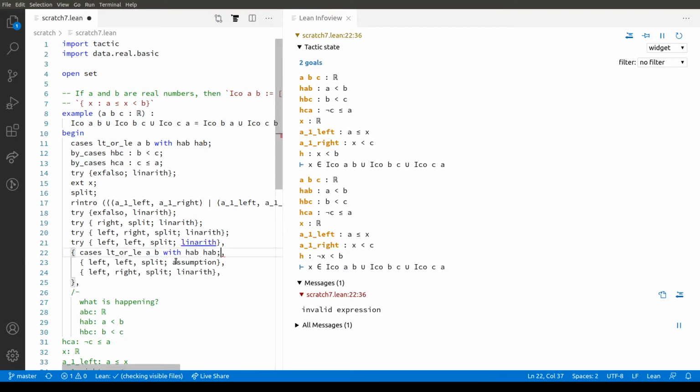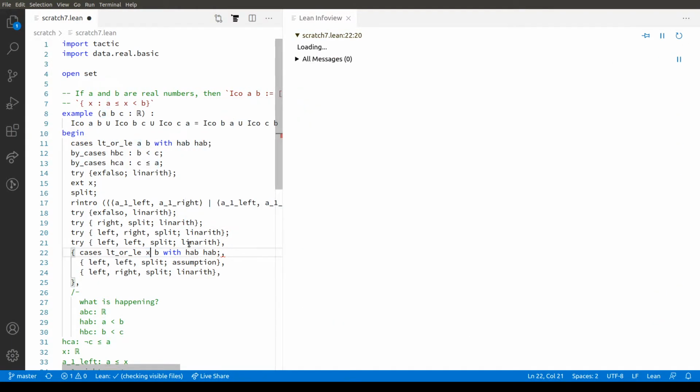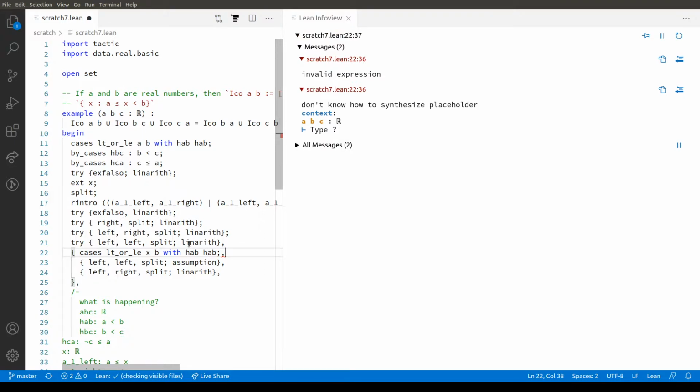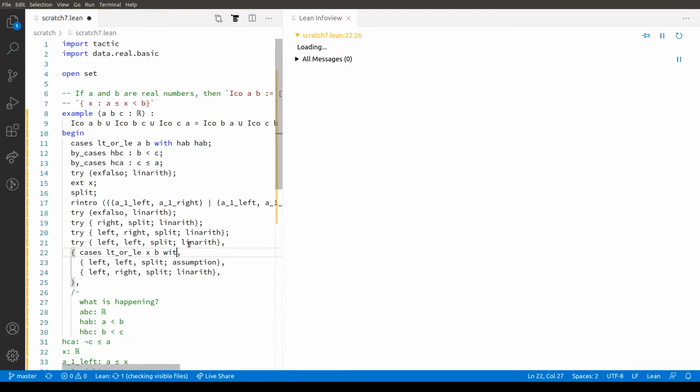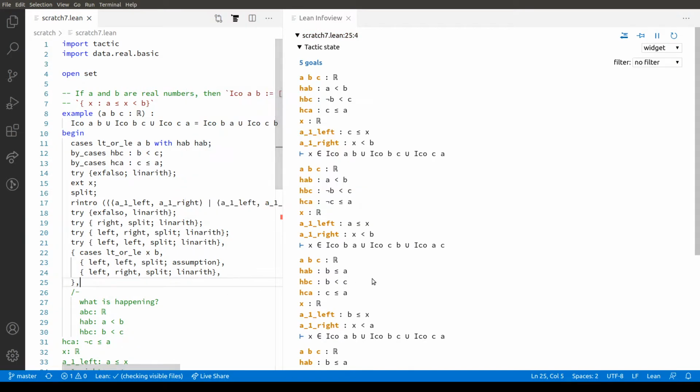x is less than b, x is less than b. We don't even care what they're called. So now that is hopefully compiling. And so now we've got five goals. Now let's have a look and see what conceptually we did here.